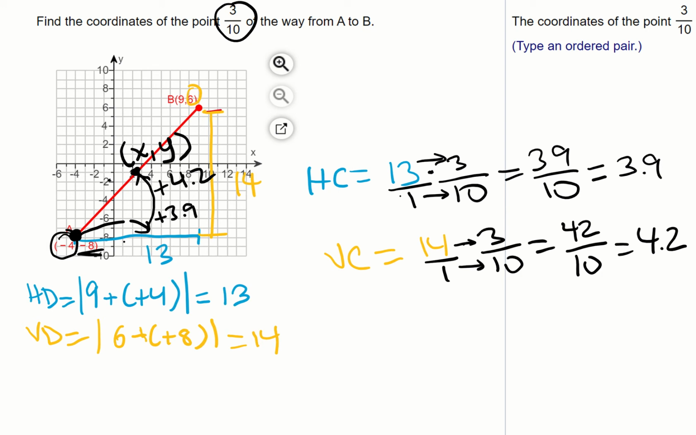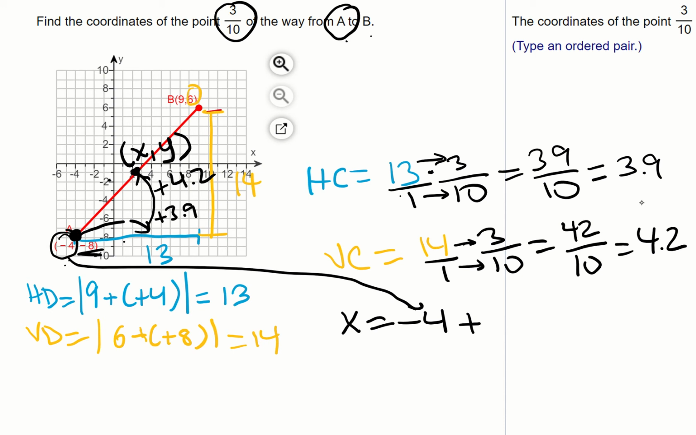To get the new x coordinate, we have to take the old x coordinate, which is -4. Remember, we know that A is our starting point because we're starting from A to B. So our old x coordinate is -4 for A, right there. And we're going to add to that my horizontal change, which is 3.9. And then we get -0.1.